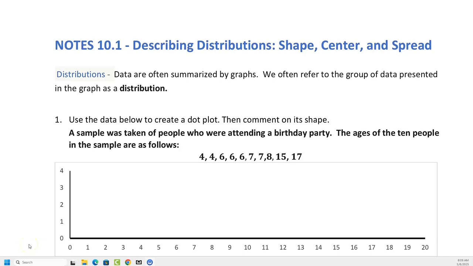So today we're going to be covering, this is actually lesson 8.1, and I'll switch this here. And it's describing distributions: shape, center, and spread. So with that here, I'm going to just switch this to an 8. And we'll get started.